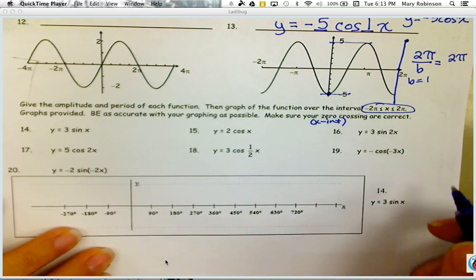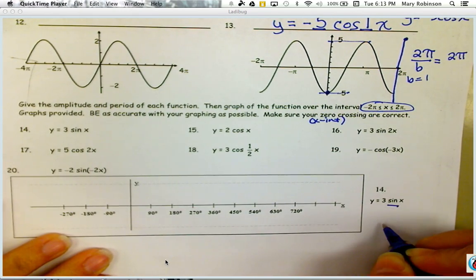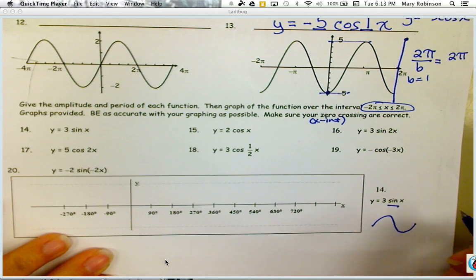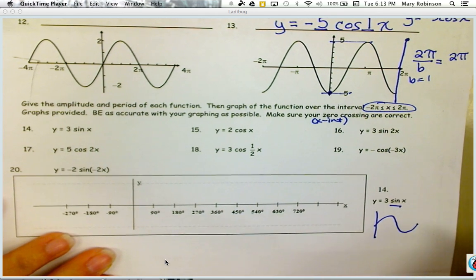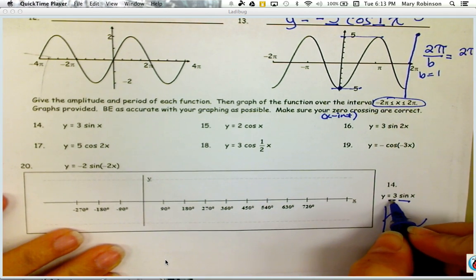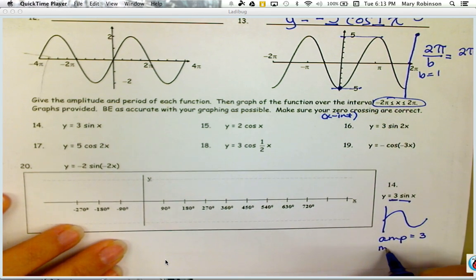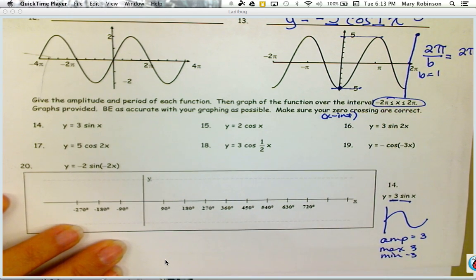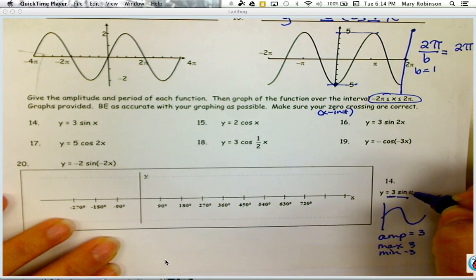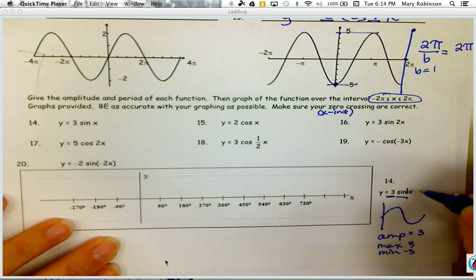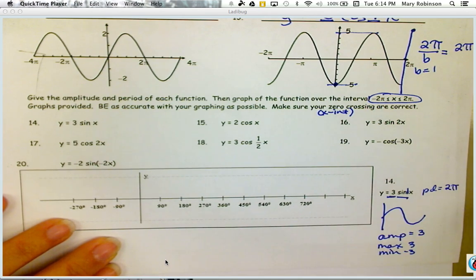3 times sine x, we know that a sine function should look like this, where it goes through the origin. But because we have this 3 in front, we know that our amplitude is 3. So that tells us we have a max at 3 and a min at negative 3. If there is not a number in front of our x, then we should know that that's an understood 1. So that means my period is going to equal 2 pi.